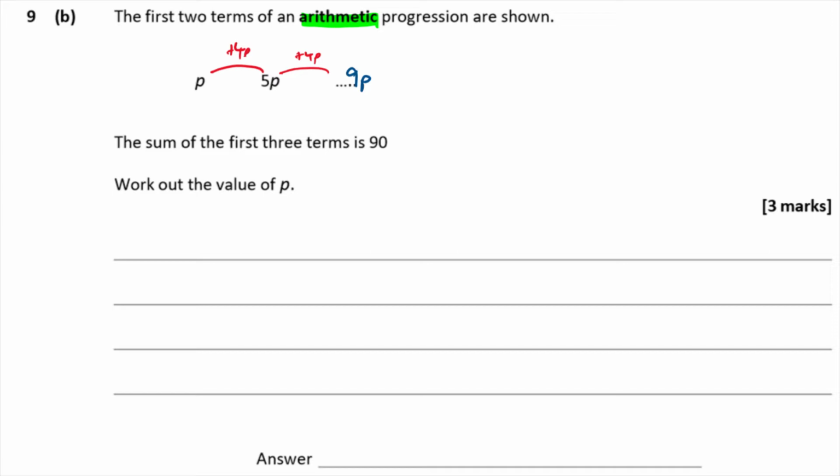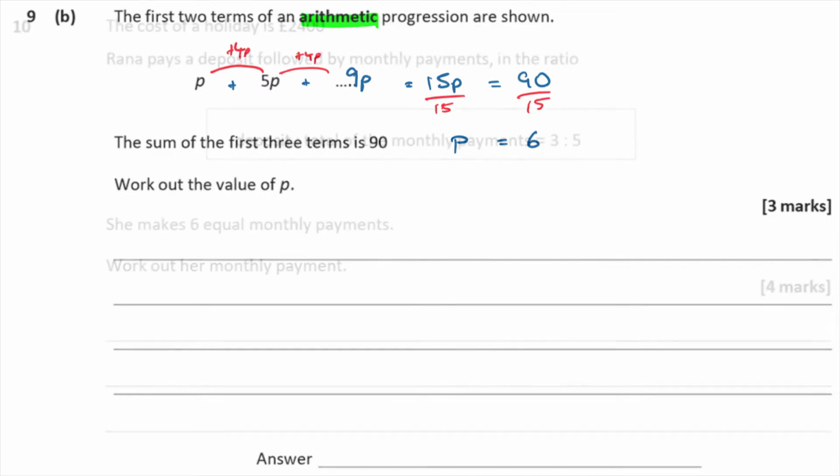Okay, so the sum of the first three terms then is going to be p plus 5p plus 9p. What's that then? p plus 5p, 6p plus 9p, that's 15p. And we're told that is equal to 90. So if 15p is 90, divide both sides by 15, and it will tell me what p is then, won't it? So p is equal to 15's into 90. Go 15, 30, it goes 6 times, doesn't it? p is 6.